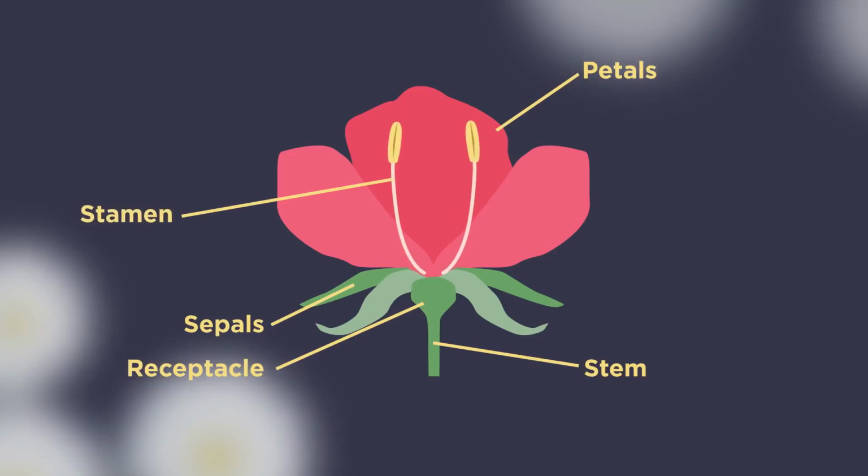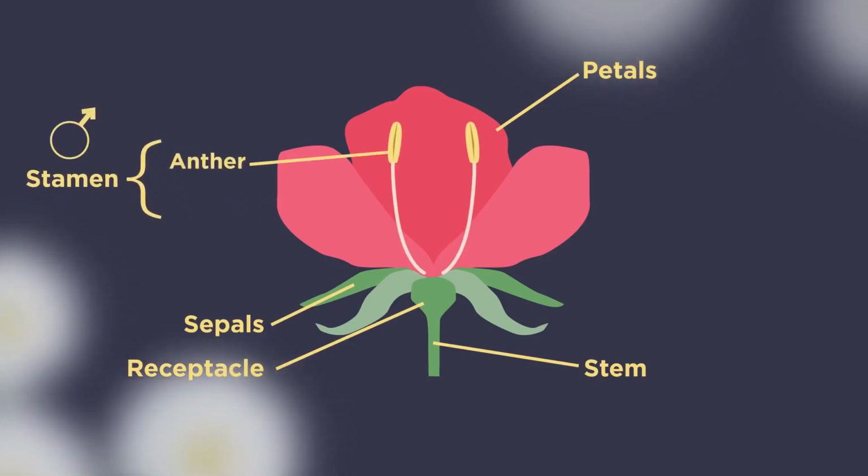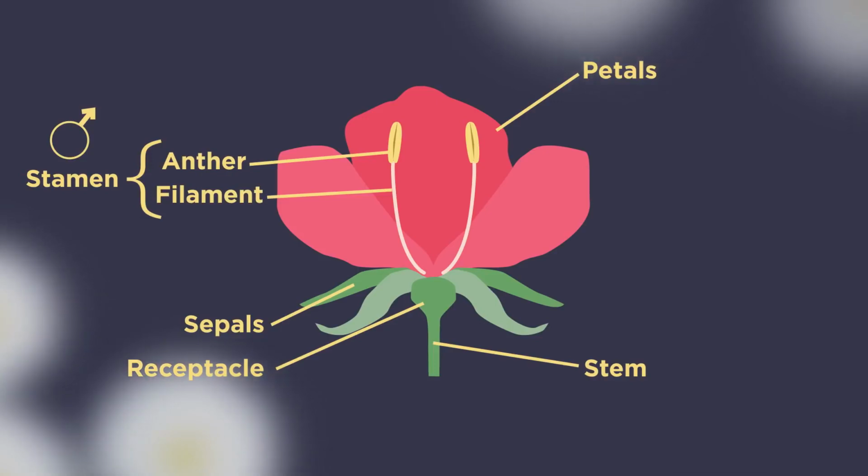The stamen is the male part of the flower. It consists of the anther, where pollen is produced, and the filament, which is the stalk that supports the anther. These structures are responsible for the production and the positioning of pollen, the male gamete.